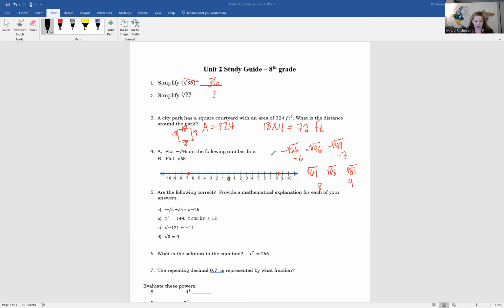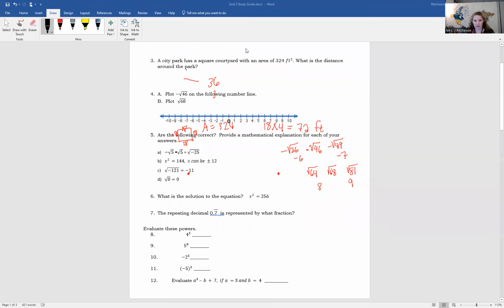Number 5, are these answers correct? So this one doesn't make any sense. You can't have an opposite of the square root of 5 outside the box, and then this actually has no solution. So A, just because of this right here, it cannot be correct.